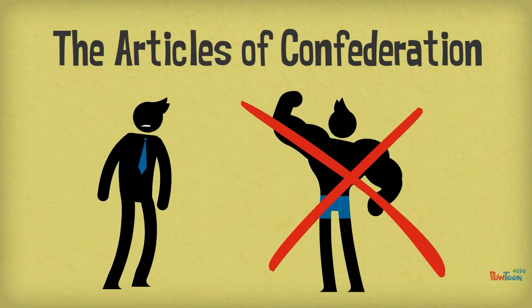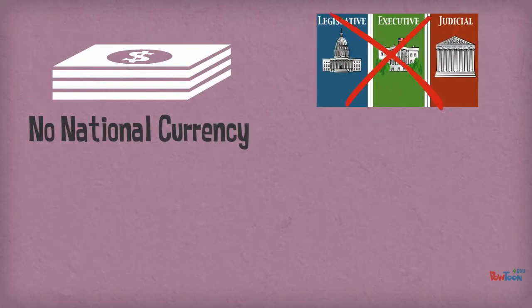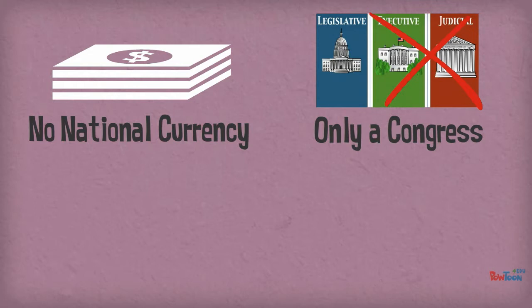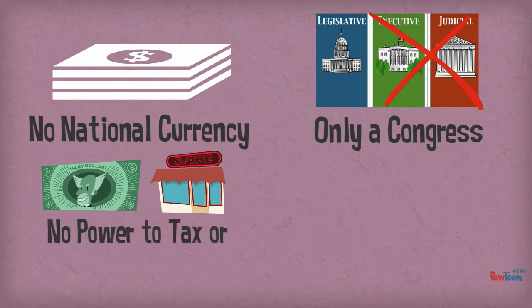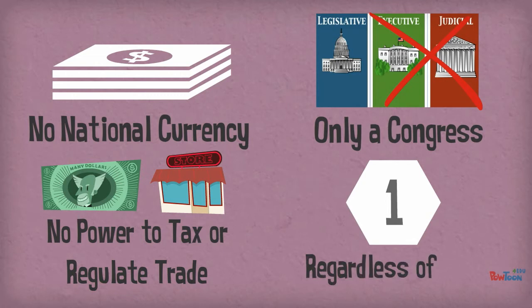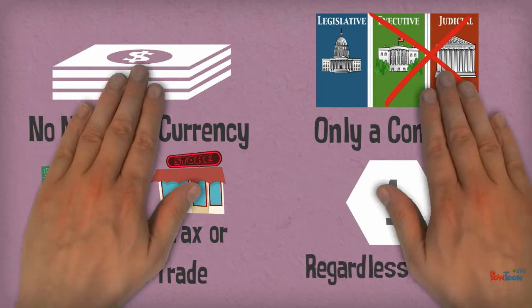Here are some of the ways that the Articles of Confederation were too weak. The government did not provide a common currency. The national government only consisted of a Congress, no executive or judicial branch. The Congress had no power to tax or regulate interstate commerce. And each state only had one vote in Congress, despite its size.